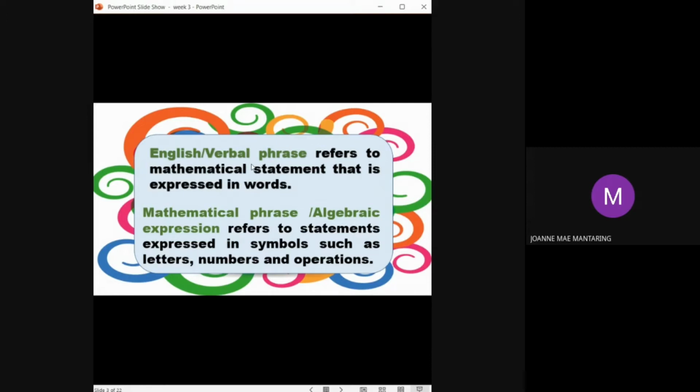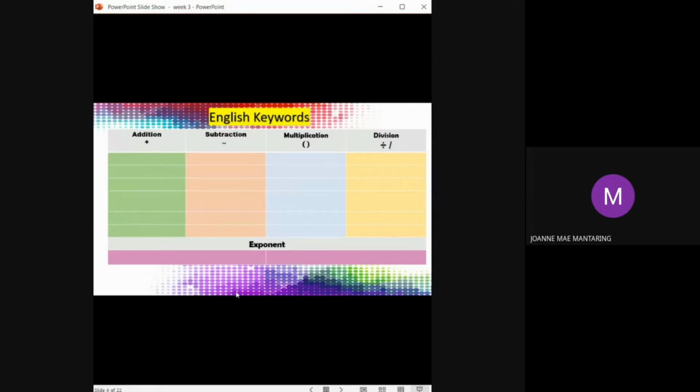yung tinatawag natin na algebraic expression. So from words, we are going to translate it in symbols and vice versa, from symbols to the words or to group of words or to the phrases, what we call English or verbal phrase. Okay, how are we going to translate it? First, we have to be familiar with the English keywords associated with the fundamental operations, which are the addition, subtraction, multiplication, and division. So ano-ano nga po ba yung mga keywords na associated with addition?